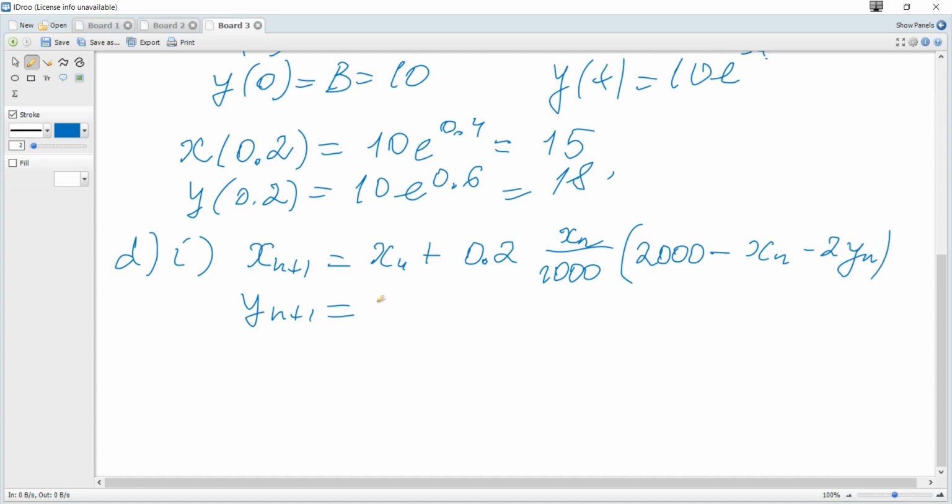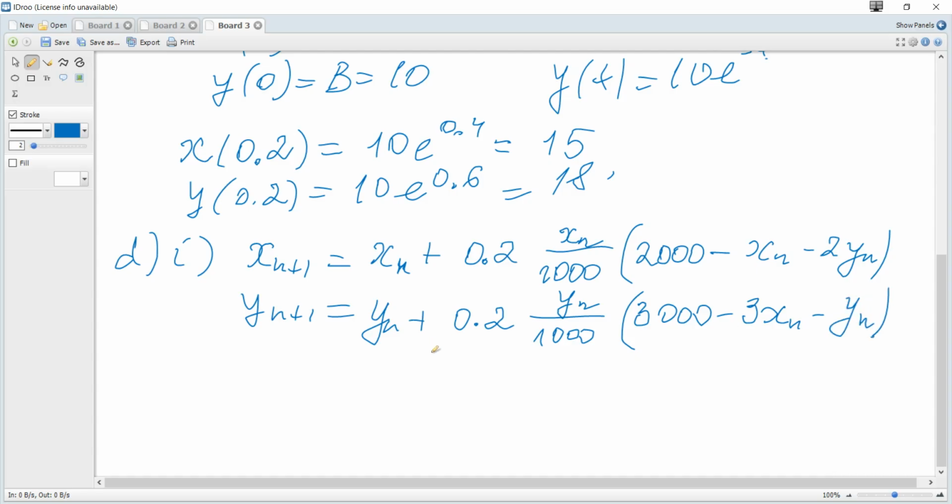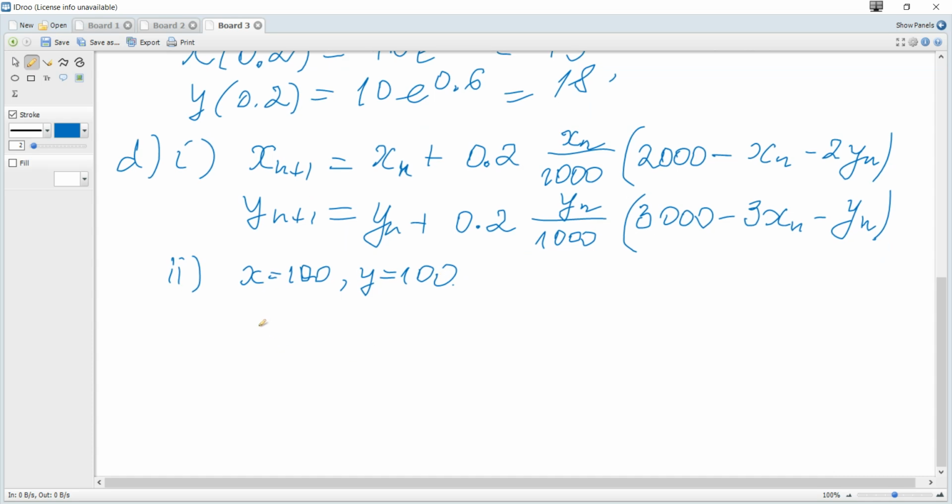And for y, the next, given that the initial populations are, find the populations of each species of squirrels when t is 1.